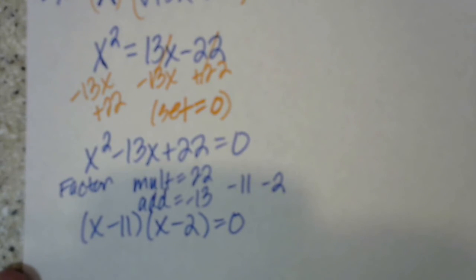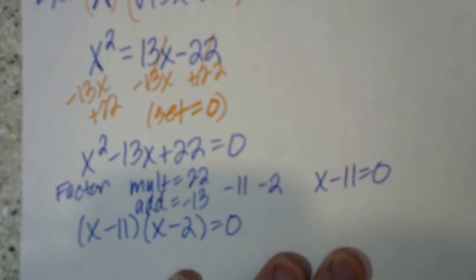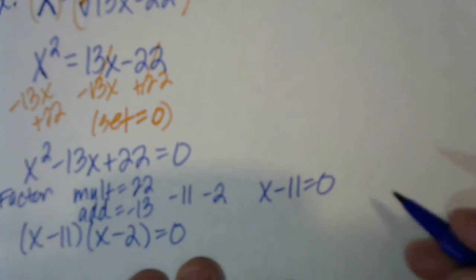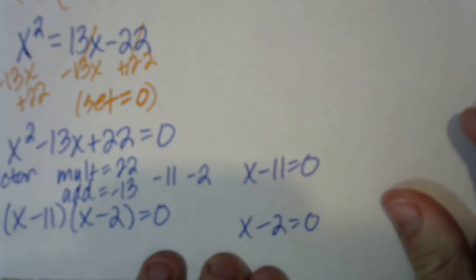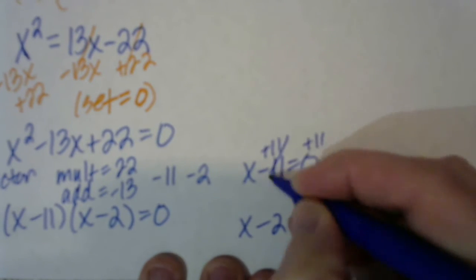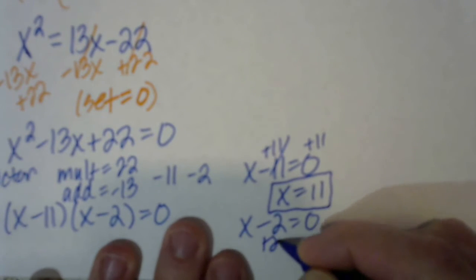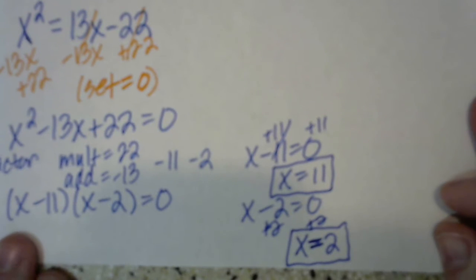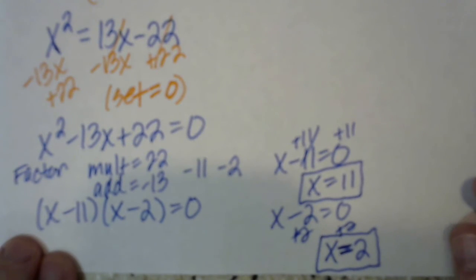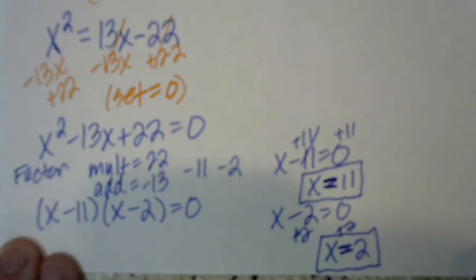So both of these need to be set to 0, right? So that means I've got x minus 11 equals 0 and x minus 2 equals 0. So that's going to be plus 11. So I know this gives me a positive 11. I'm going to add 2 here. So I know that gives me x equals 2 as another answer. Possible answer, right? The reason I say possible is because you've got to remember to check your answers. Okay?